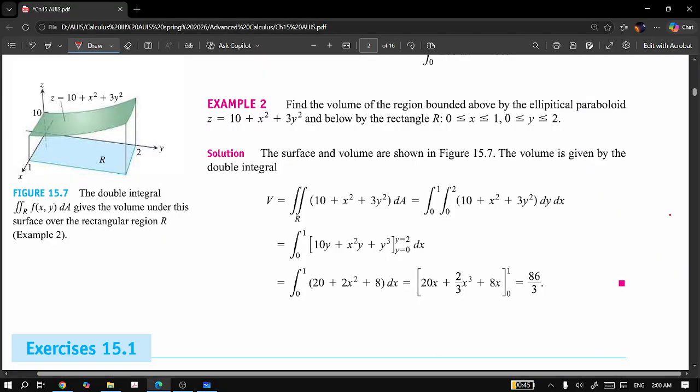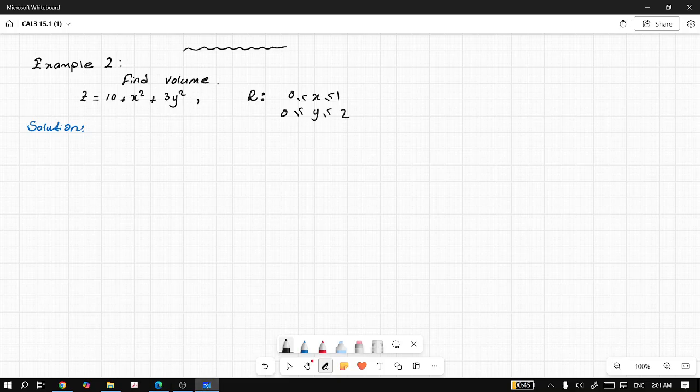Moving to the second example, it says find the volume of the region that is bounded above by the elliptical paraboloid z equal to 10 plus x squared plus 3y squared, and below by the rectangle, this one. That means the base is a rectangle, where x runs from 0 to 1, and y runs from 0 to 2. We are solving this integration with respect to y first, and then with respect to x.